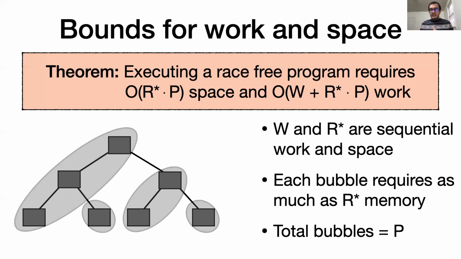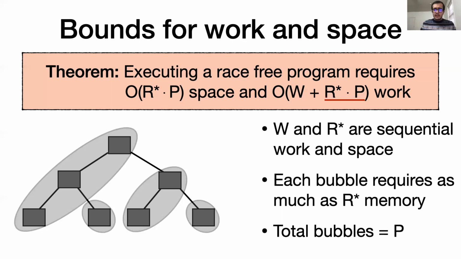So if the program is race-free, then the sequential execution and parallel execution are similar enough in order to compare their space usages. So essentially, we prove that each bubble requires at most R star amount of memory. And because there are P bubbles, the total amount of memory is bounded by R star times P.